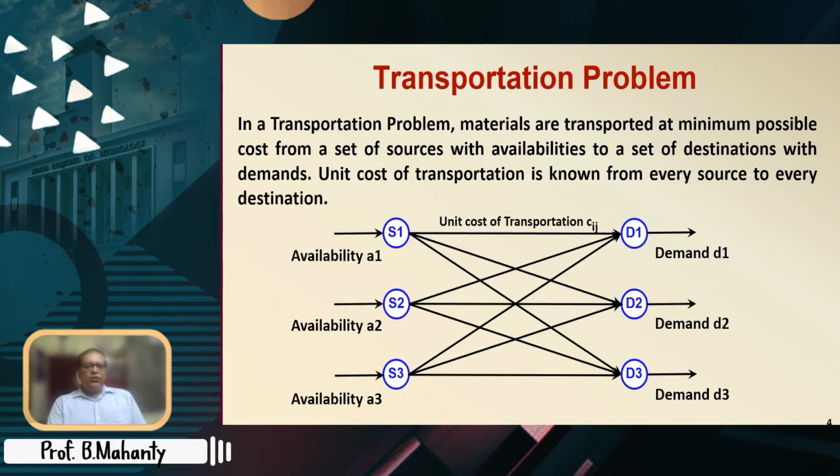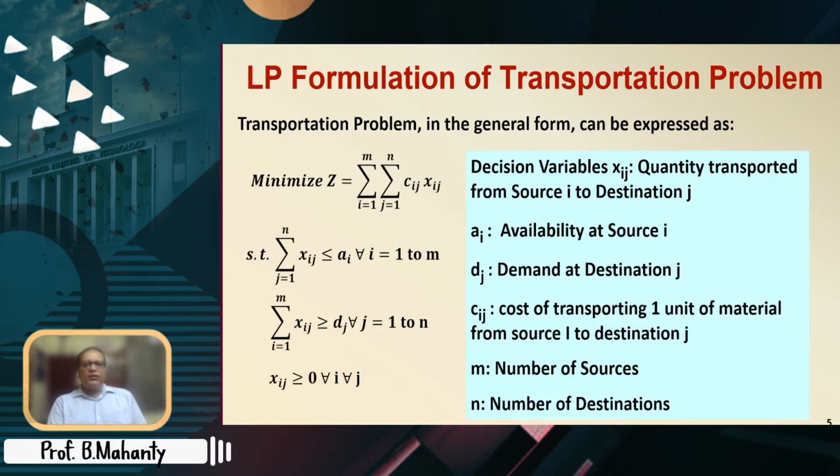And the demand should be met. That means the total material arriving at D1 should be more than D1. So that is why the constraints are of this type: the sum over j equal to 1 to n of Xij should be less than or equal to Ai for all i, the sum over i of Xij should be greater than or equal to Dj for all j, and Xij should be greater than or equal to 0. So this is the linear programming formulation.